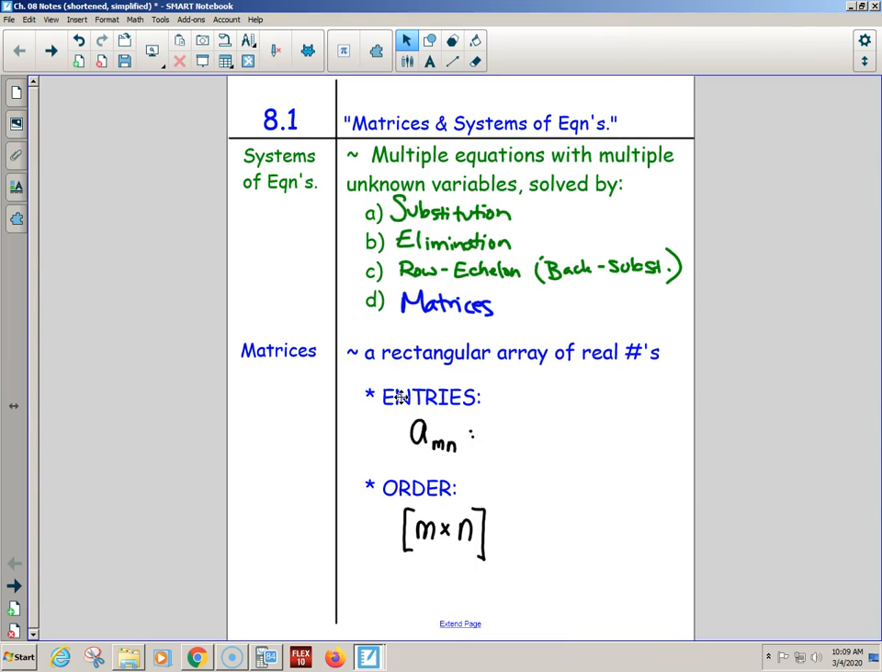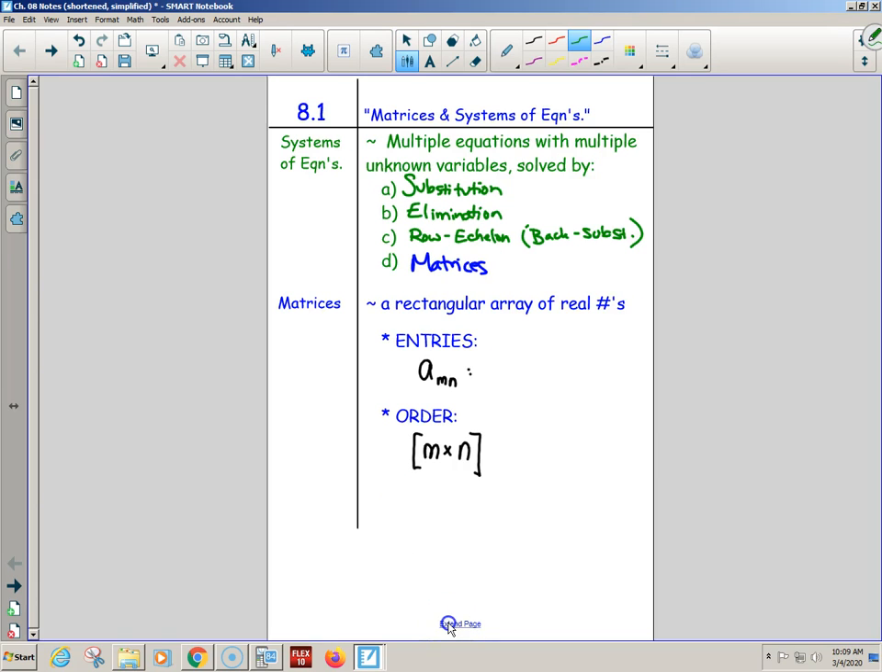Let's label. The first number in an order is how many rows. The second number is how many columns. The first number, how many rows. The second number, how many columns.